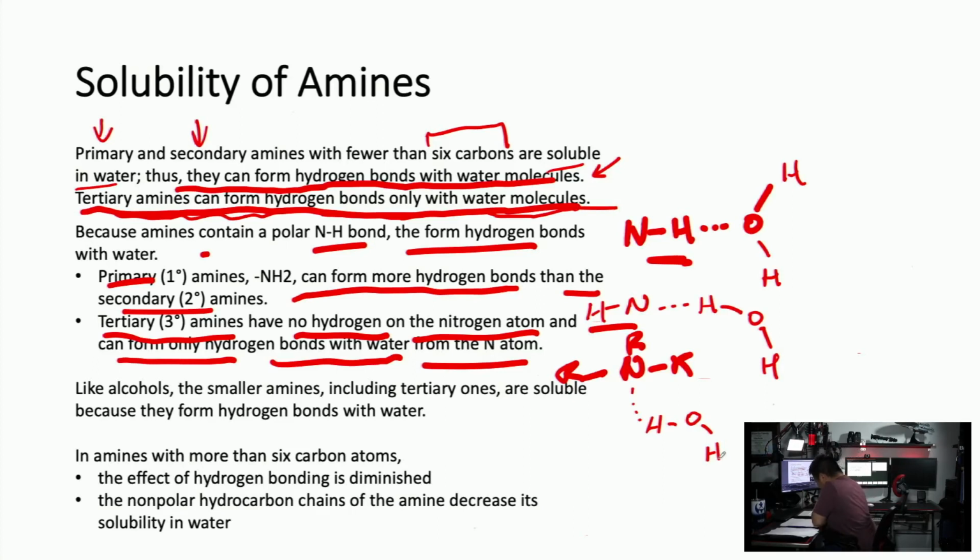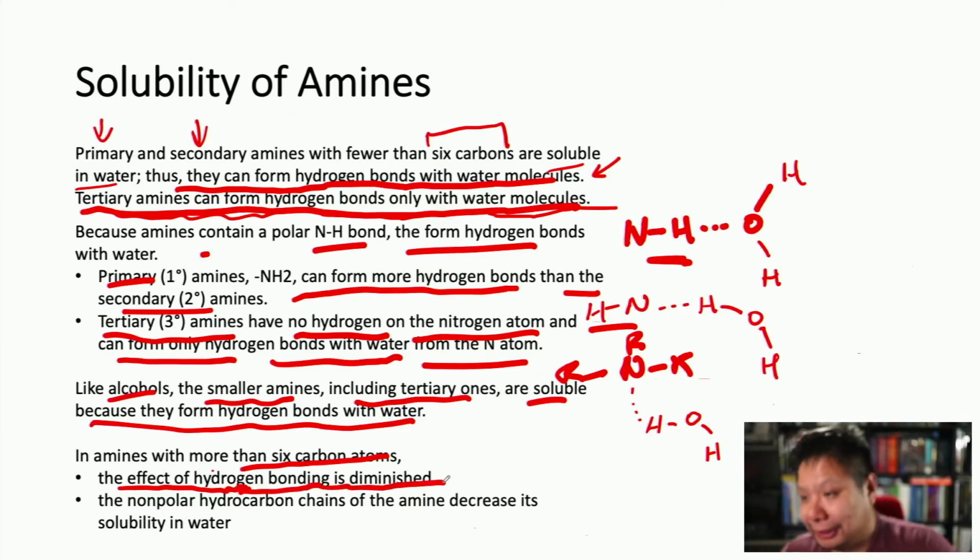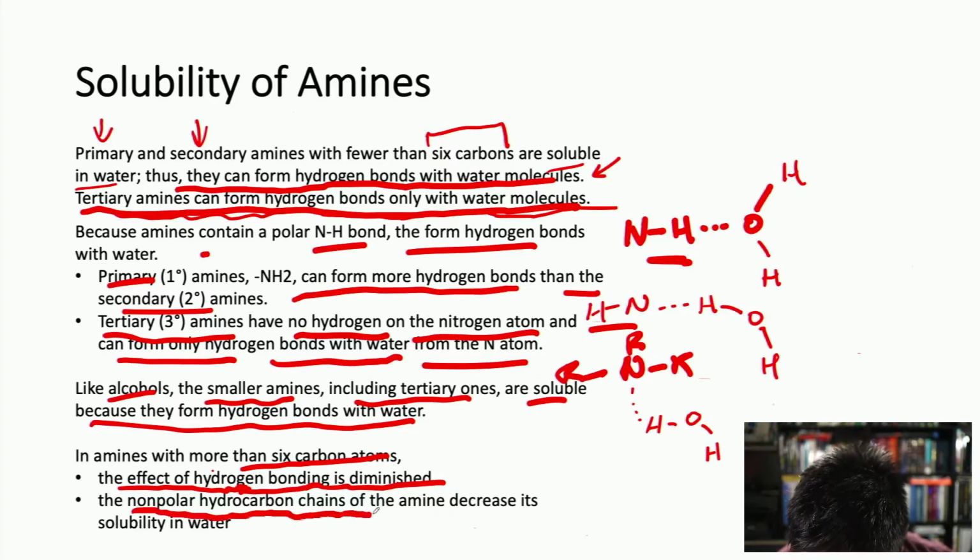So like alcohols, the smaller amines, including tertiary ones, are soluble in water because they form hydrogen bonds with water. But amines with more than 6 carbon atoms diminish the hydrogen bonding, so it's less polar, right? And I said this before too, nonpolar hydrocarbon chains can decrease solubility in water.